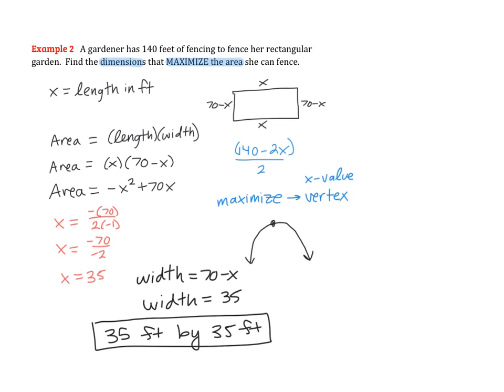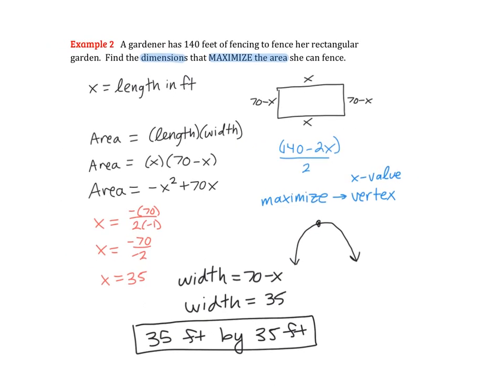Now, if they had actually asked what is that maximum area, well, of course, you could do 35 times 35 to find it, or that would be the y value of your vertex. So it is really important that you know what they're asking you to find. In this case, again, since they just wanted the dimensions that maximize your area, we wanted just the x value of our vertex.